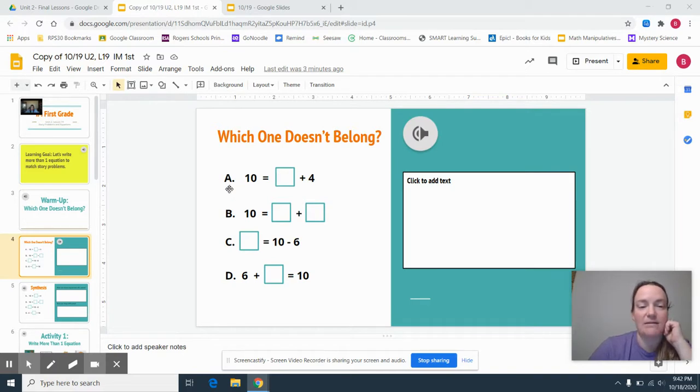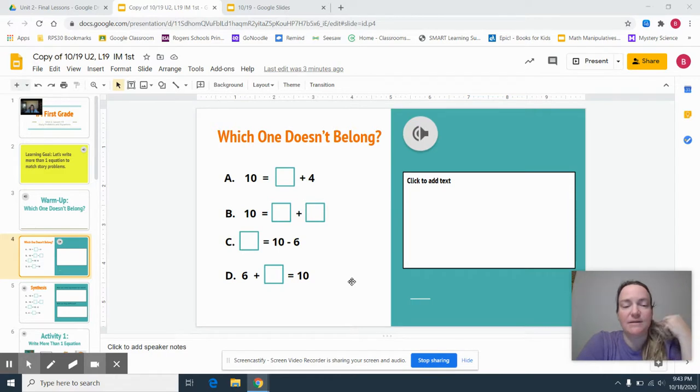Looking at A, it says 10 equals blank plus 4. B says 10 equals blank plus blank. C says blank equals 10 minus 6. And D says 6 plus blank equals 10. Is there anything that you notice about those equations?